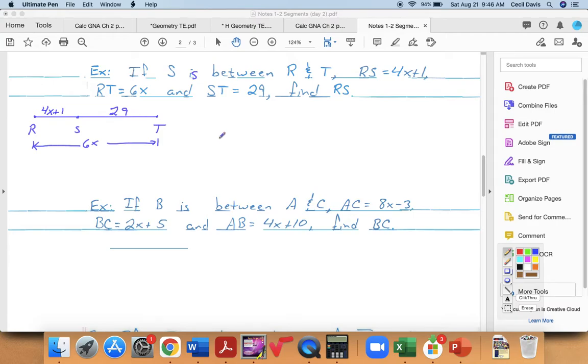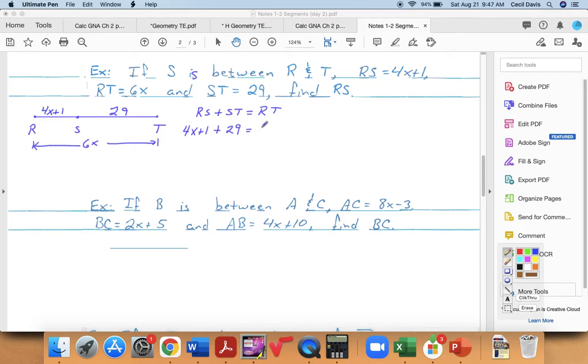So again, I'll start with the general equation. The length of these two smaller pieces added together, that is the length of RS plus the length of ST, gives me the length of the whole segment, which is RT. So the length of RS plus the length of ST is equal to the length of RT. Start with the basics. That's the segment addition postulate. The length of the two short pieces added together gives you the length of the whole segment. Then I'll replace each of those with what I know. I know the length of RS is 4x plus 1. The length of ST is 29.